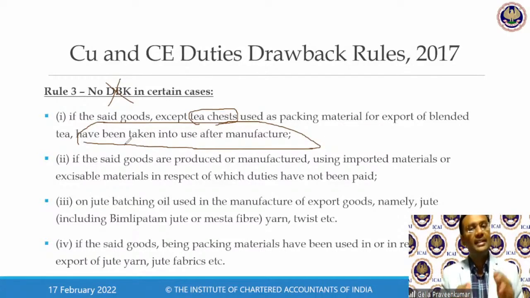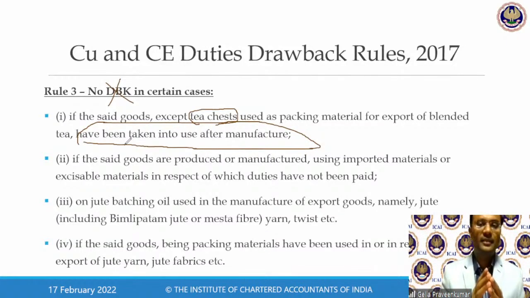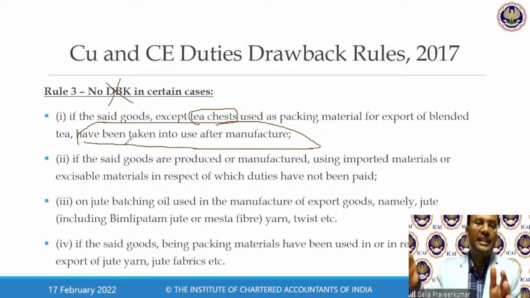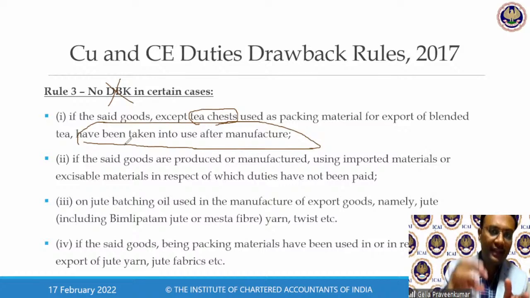So what they say, sir, is I have manufactured the goods. After I have manufactured, I have put them to use, then exported. I have used them as a packing material. So I have manufactured the goods, I have put them to use, and then I have exported. Then you're not entitled for drawback. The goods which are manufactured, except the tea chest. Why? Tea chest is a box where I have to store my tea powder or coffee powder. Now, the purpose of tea chest is storing. So the tea chest which is manufactured, if it's filled with tea, it is not barred from duty drawback.